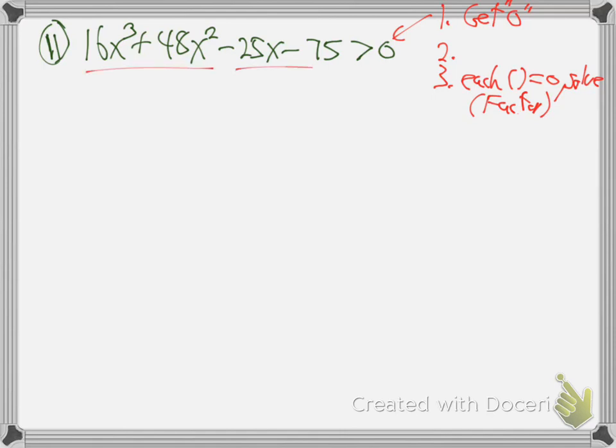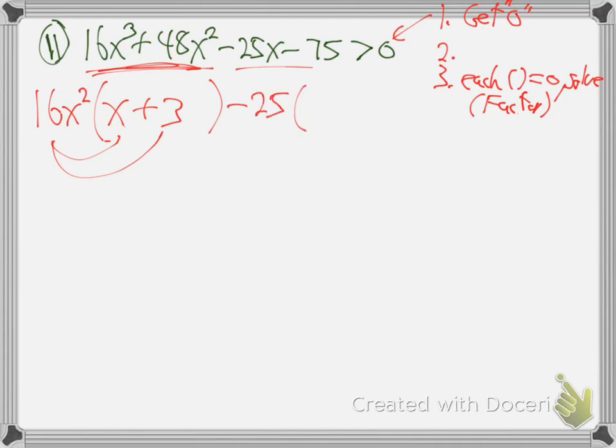Remember, 2 split? What's in common to the first 2? 16x squared. I don't know if you know, but 48 is divisible by 16. Leaves x plus 3. If you multiply that, it'd be 16x cubed. Multiply that, it'd be 48x squared. All right, what about the back 2? They have minus 25 in common. Leaves, again, x plus 3. That'd be minus 25x. That'd be minus 75. So now it's not all the way factored yet. One more step.